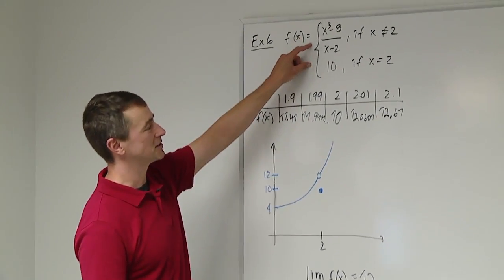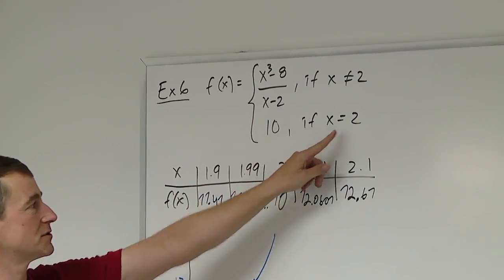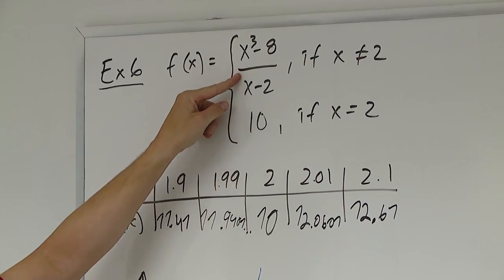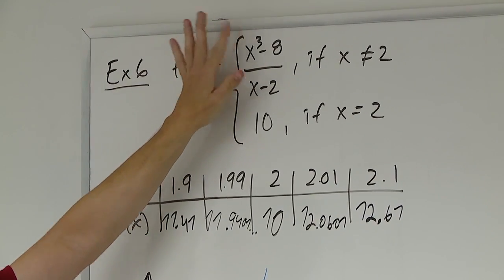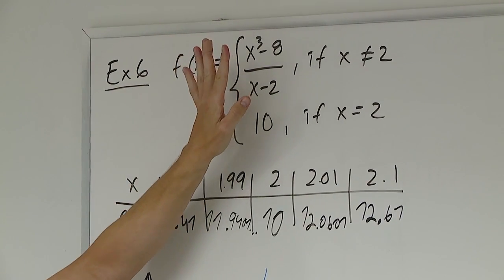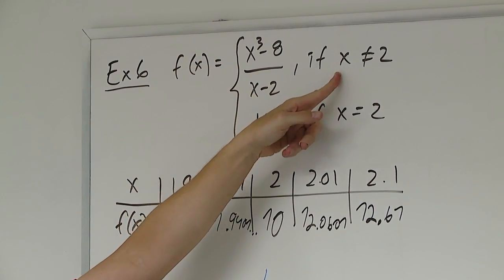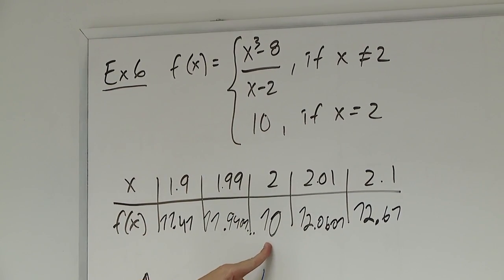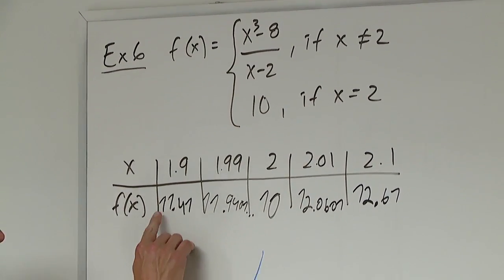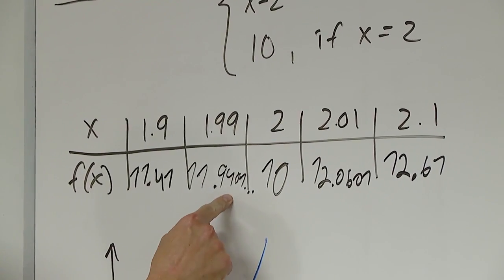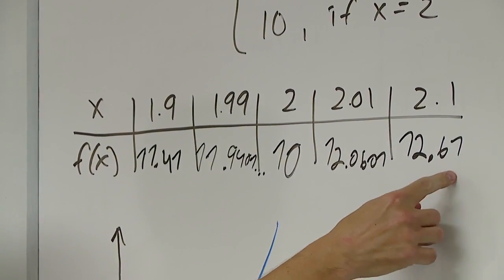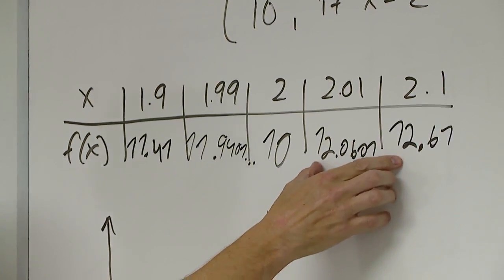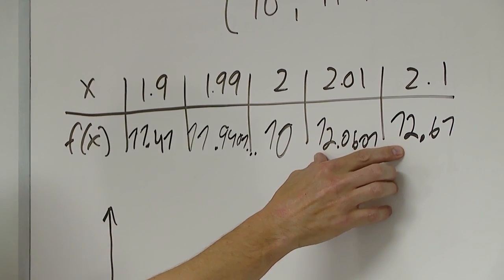So here we had a piecewise function. And at x equals 2, even this part of this formula is undefined at x equals 2. But we don't worry about that because it says we only use it when x is not 2. When x is 2, that's our y value of 10. So that's a 10 down there. And then these 11.47, 11.9 something, 12.0 something, 12.6 something. Don't mistake these as 7s. These are 1s.